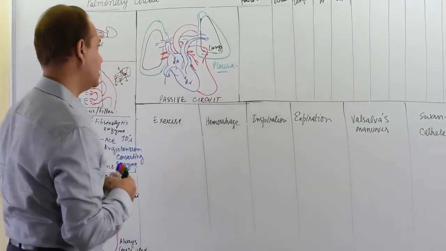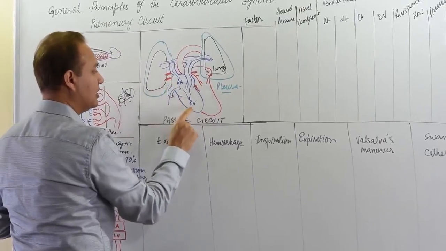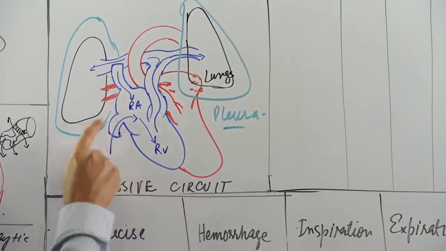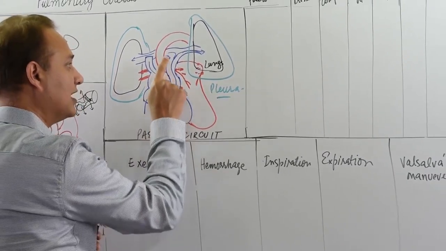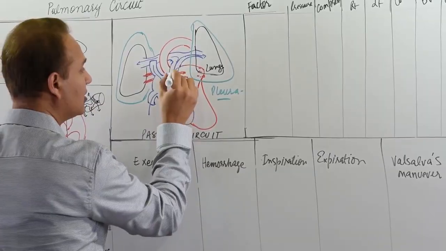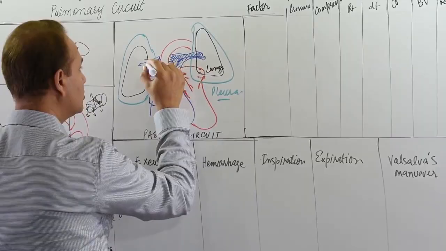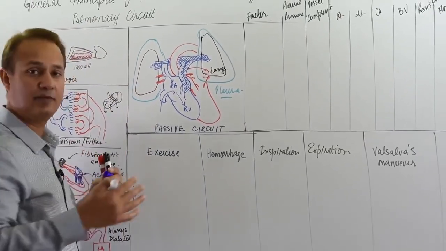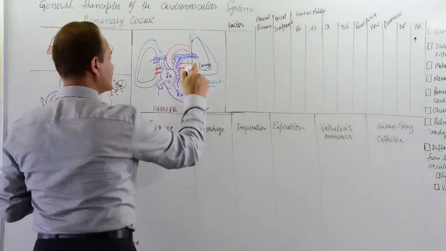Let's talk about the passive circuit now. Look at this circuit here. What we got over here is the right atrium. This is the right ventricle. As the blood comes into the right atrium through the superior and inferior vena cava, the blood, of course, goes to the right ventricle. From there, it goes to the pulmonary artery. This is deoxygenated blood. And this blood from here will continue going towards the lungs through the pulmonary artery. Once inside the lungs, this blood will become oxygenated and then it would come back through the pulmonary veins to the heart.